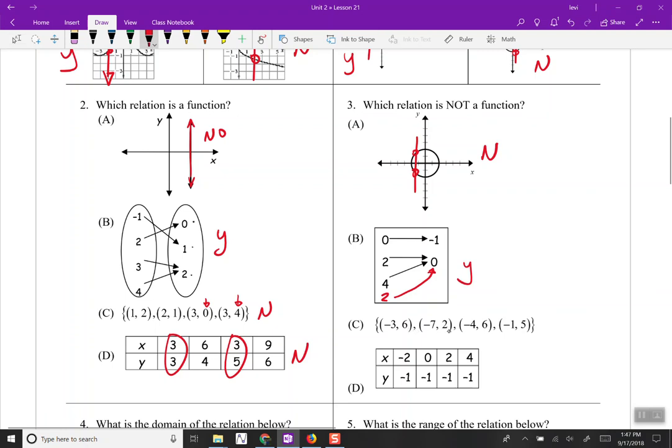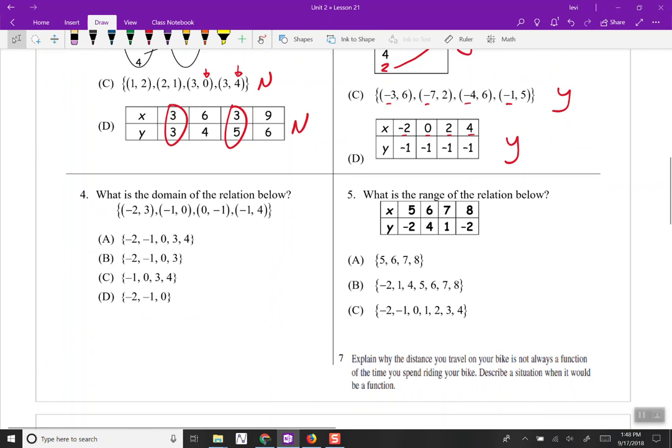When they give us numbers, look for inputs to repeat, because that's really the only way they're going to show you that it's not a function. So if you don't see any inputs that repeat, you're probably going to be dealing with a function. Negative 3, negative 7, negative 4, negative 1, those are all different, so we couldn't even tell if it had the same input, if it would be different. Same thing here, negative 2, 0, 2, and 4, we can't tell. So this is a yes, and this is a yes. Those are all functions.